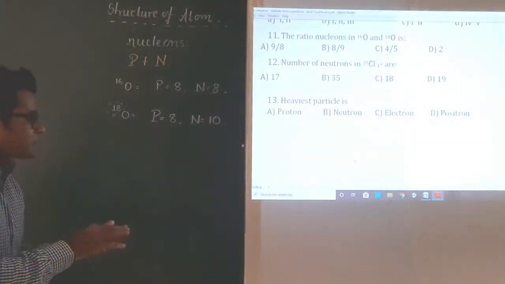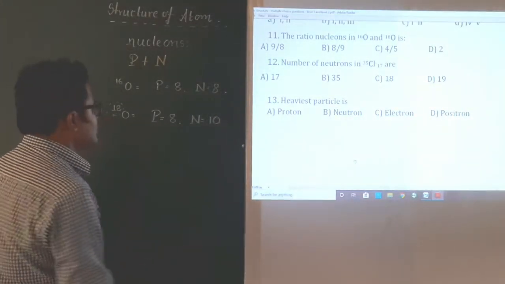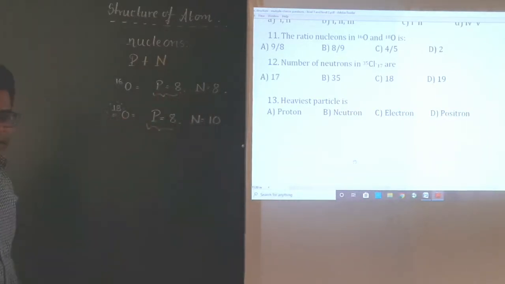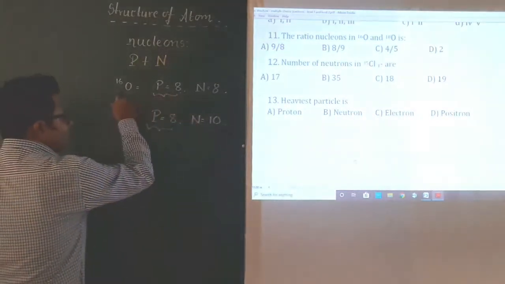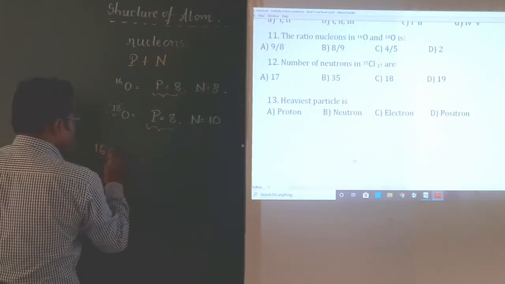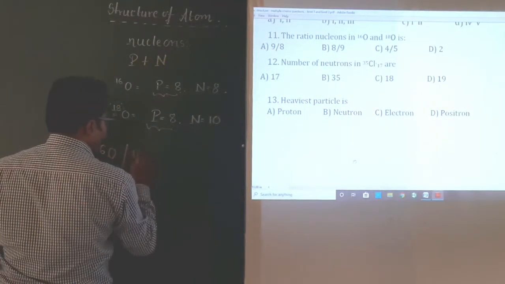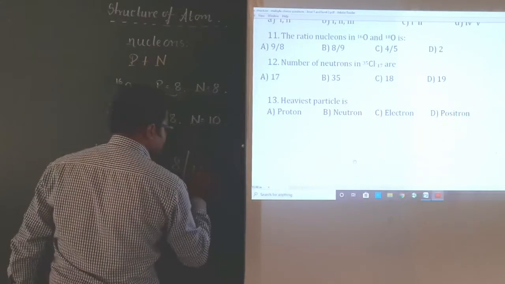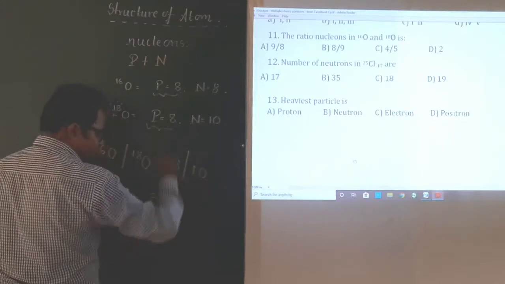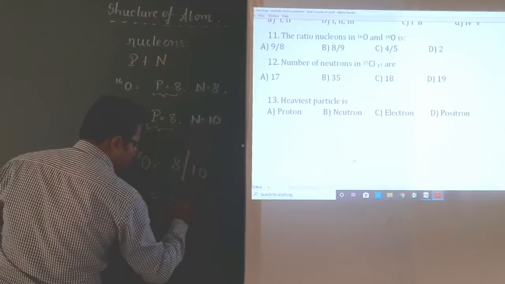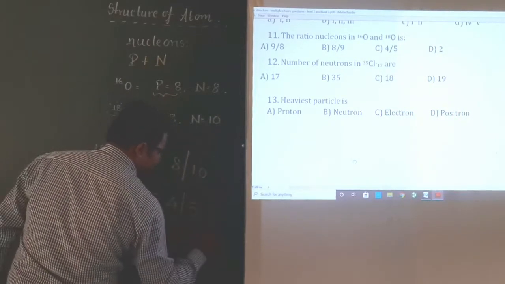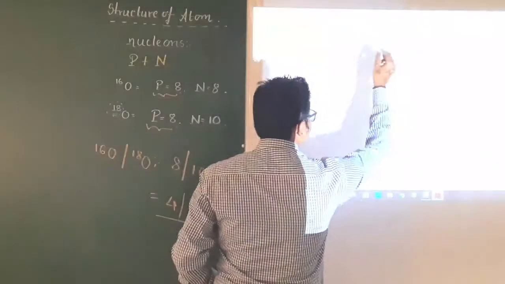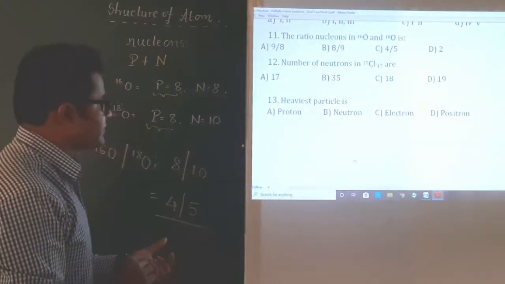So now, the ratio of nucleons, this ratio and this ratio are same, so nothing to worry about that. While O16 to O18, can we say that it is something like 8 is to 10? 8 is to 10 is nothing more than 4 by 5. Correct? So, the option goes for C, 4 by 5.